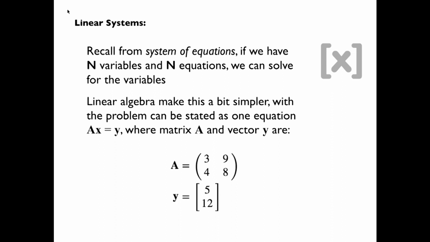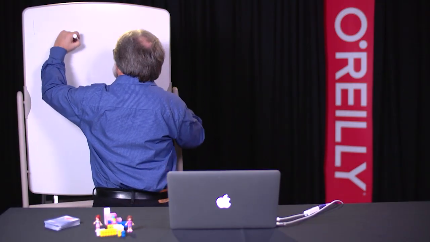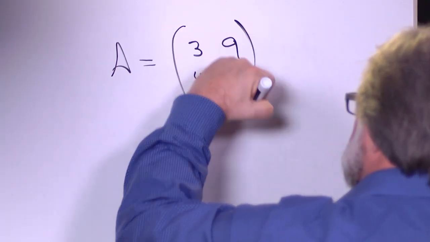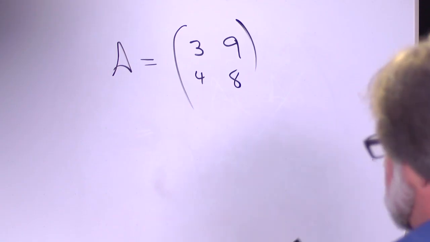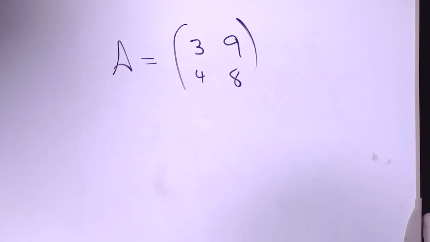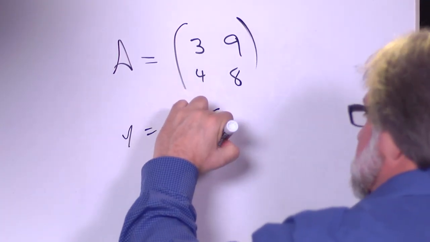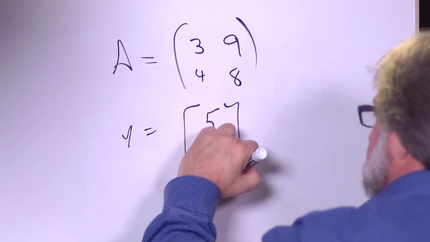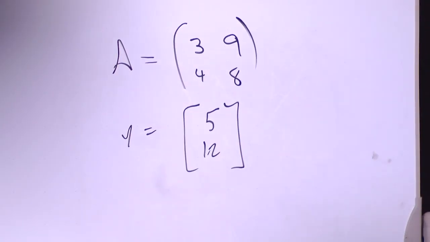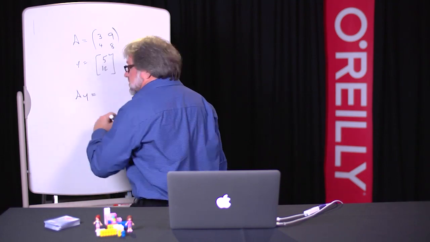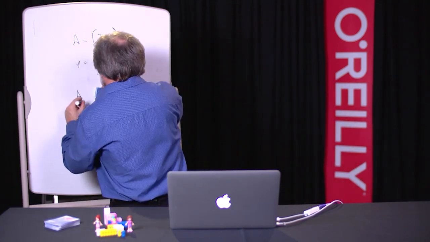Instead of having all the equations written out, we could say that we've got matrix A. And so we've got 3, 9, 4, 8. And then we've got down here, let's say we've got a vector y. So we've got 5 and 12. This is the one we were doing earlier. Basically, we can say that we've got a system of equations like A times x equals y.